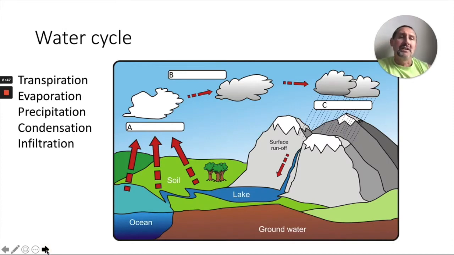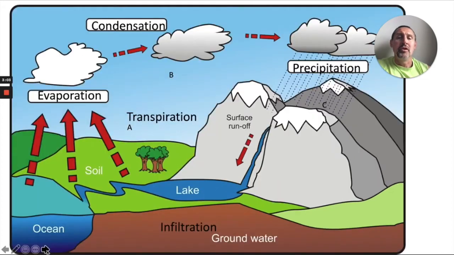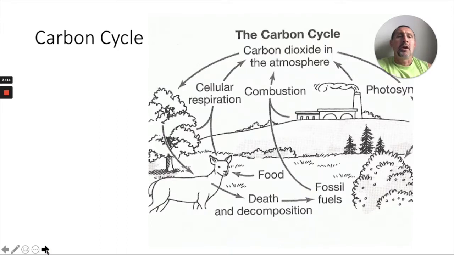Another major concept with ecology are cycles, the way things cycle through nature, including the water cycle and carbon cycle. Take a look at this diagram and see if you can label these parts of the water cycle. Hopefully you came up with something that looks like this. The carbon cycle is tracing how carbon moves through an ecosystem.